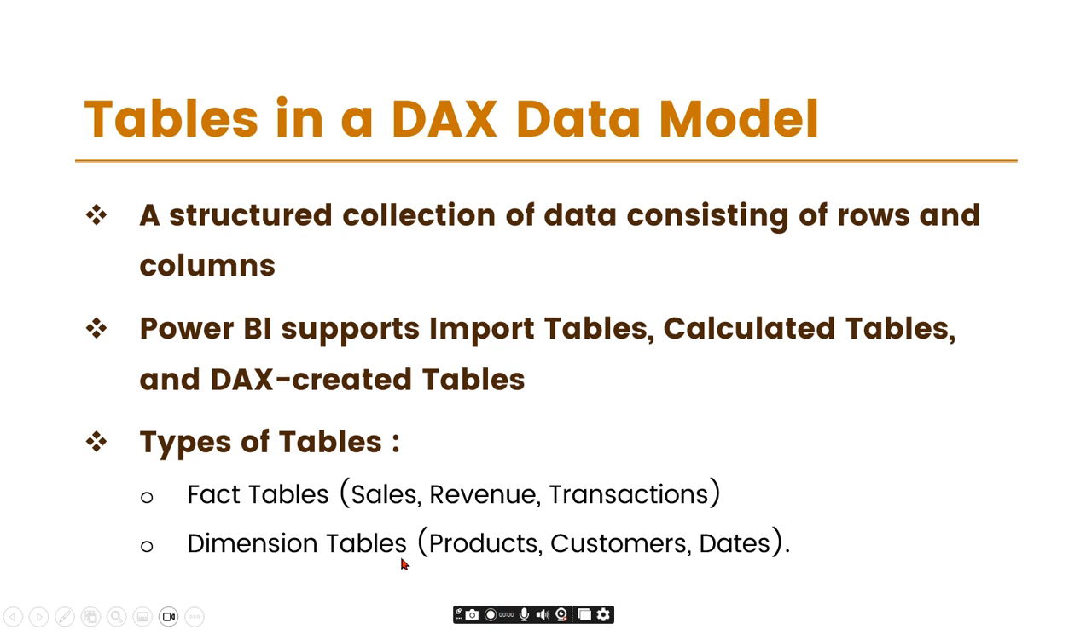So what are the types of tables? Fact tables and dimension tables. What are fact tables? Fact tables are nothing but where we have more of numerical values or some transactions, and dimension tables will have all the descriptive information, that is products, customers, and dates.